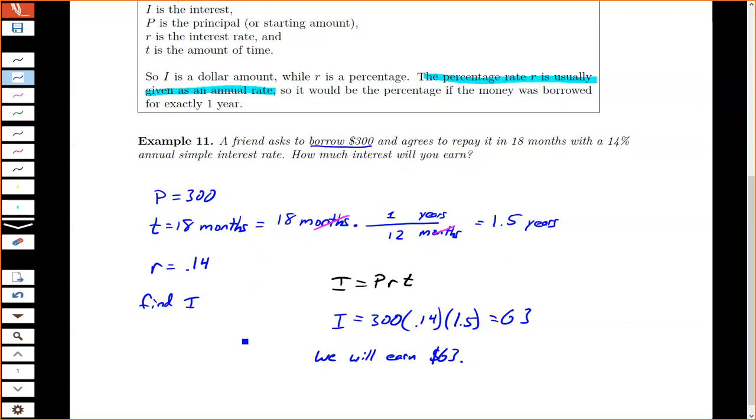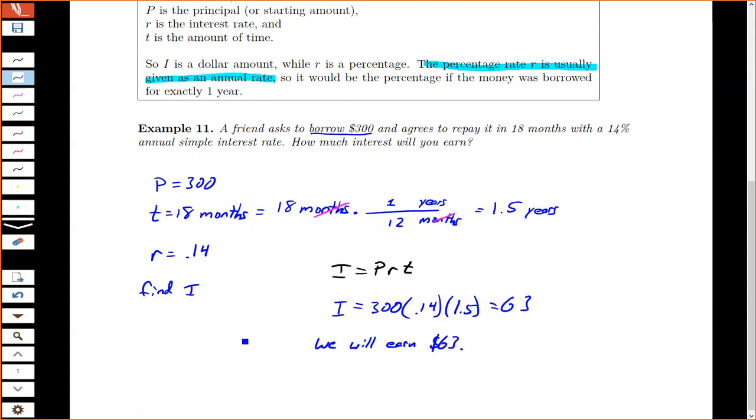Okay, I want to expand on this problem a little bit. I want to ask another question that wasn't part of the original question. How much does your friend have to repay?